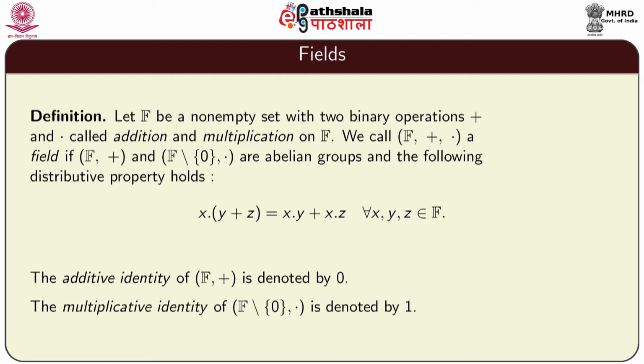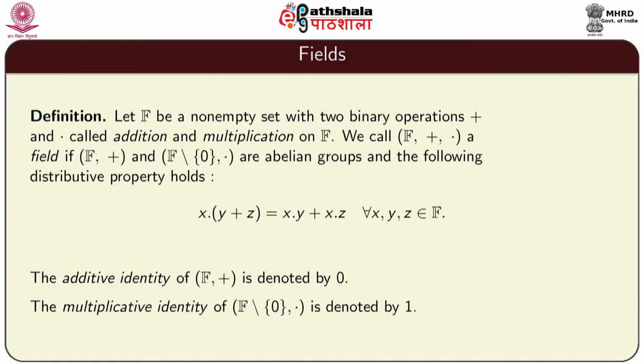Now, a few comments are in order. So, what are abelian groups? That means these two structures (F, plus) and (F minus 0, dot), their plus and dot are binary operations, they are abelian or commutative, that is x plus y is equal to y plus x and also x dot y is equal to y dot x. They are associative, they have identity element with respect to each of these operations and they have inverses.